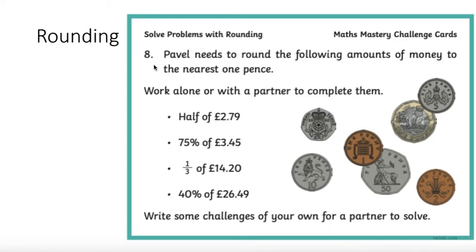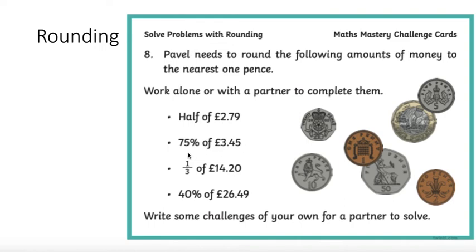So this time, Pavel needs to round the following amounts of money to the nearest 1 pence. So if he's rounding them to nearest 1 pence, he's actually rounding them to 2 decimal places. You're going to have to work alone, or see if you've got a sibling or a parent to help you to complete these. So he needs to work out half of £2.79. To find half of £2.79, you're going to have to divide it into 2 pieces. Once you've done that, you need to round the answer to 2 decimal places to the nearest penny, because we don't have half pences or quarter pences.